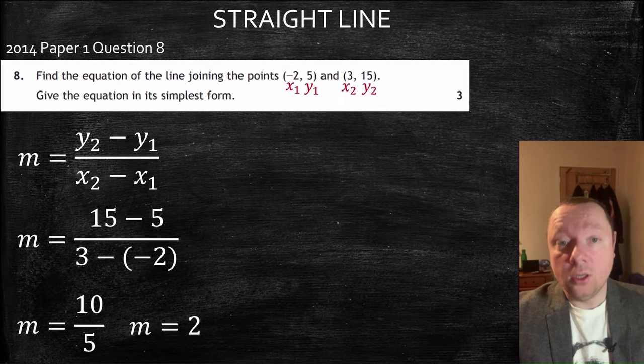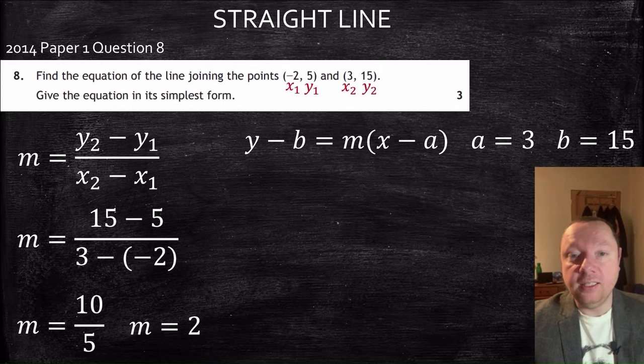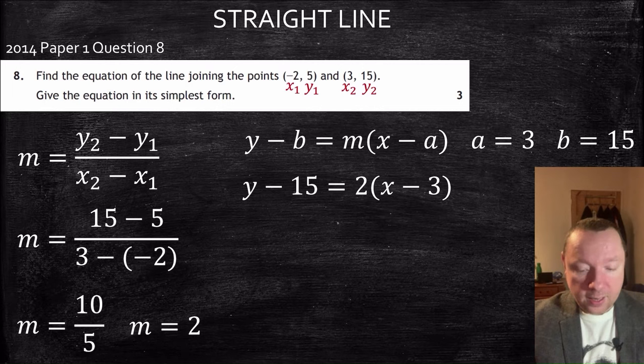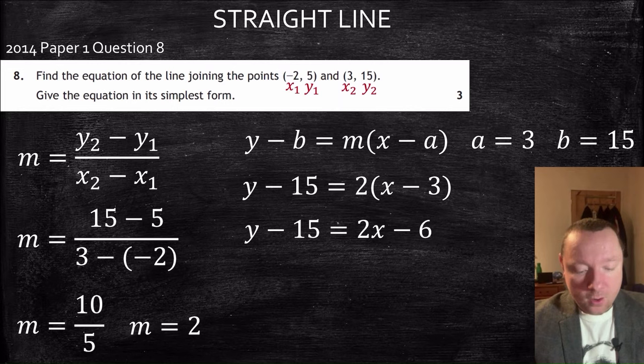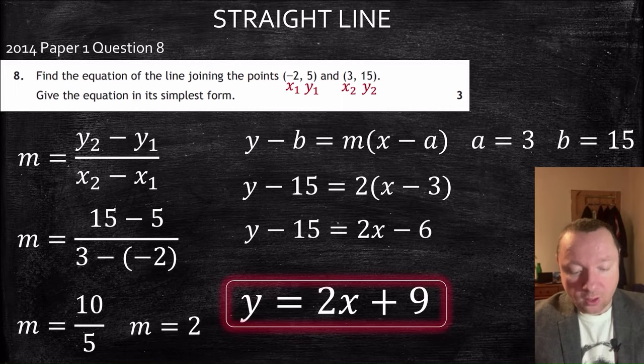Equation of a straight line, y minus b is m(x minus a). Pick a point. (3, 15) is the easiest one because they're both positive. So a is 3, b is 15. y minus 15 is 2(x minus 3). Expand the bracket. y minus 15 is 2x, take away 6. Add 15 to the right hand side, because it's negative, so it becomes positive when it moves over. y equals 2x plus 9. 15 take away 6 is 9.